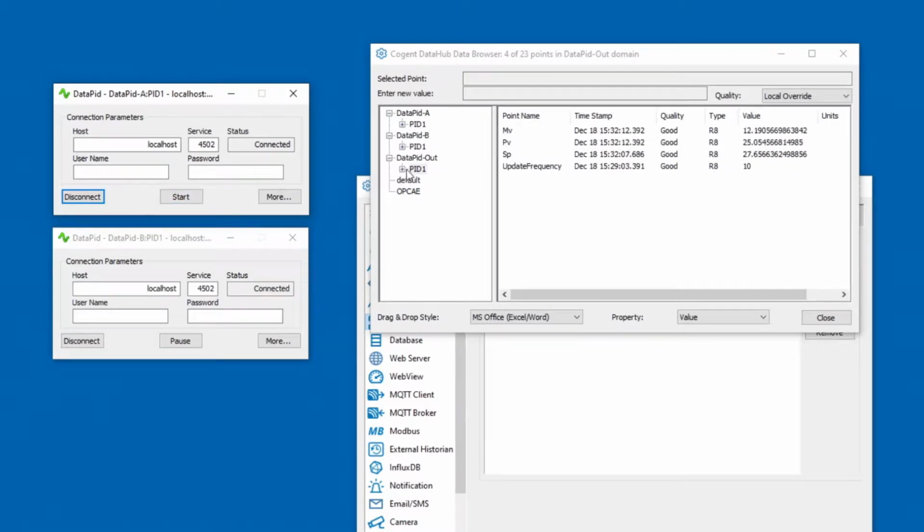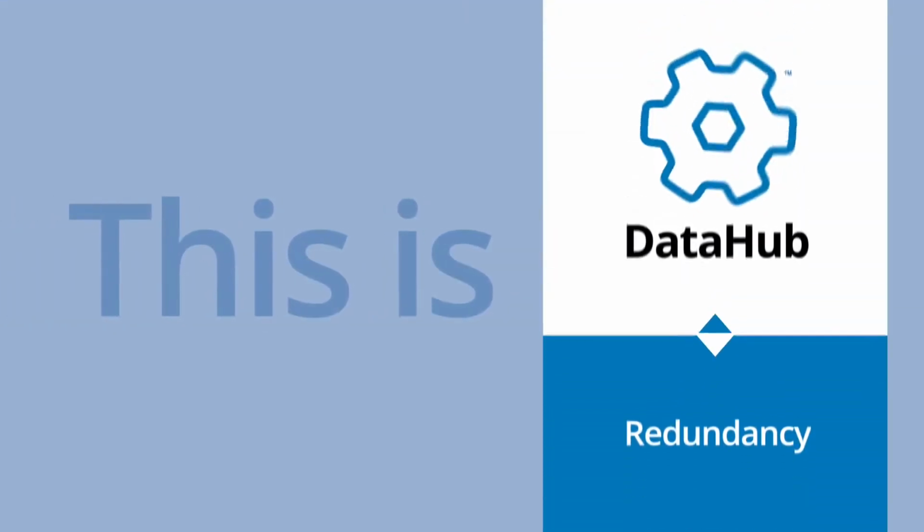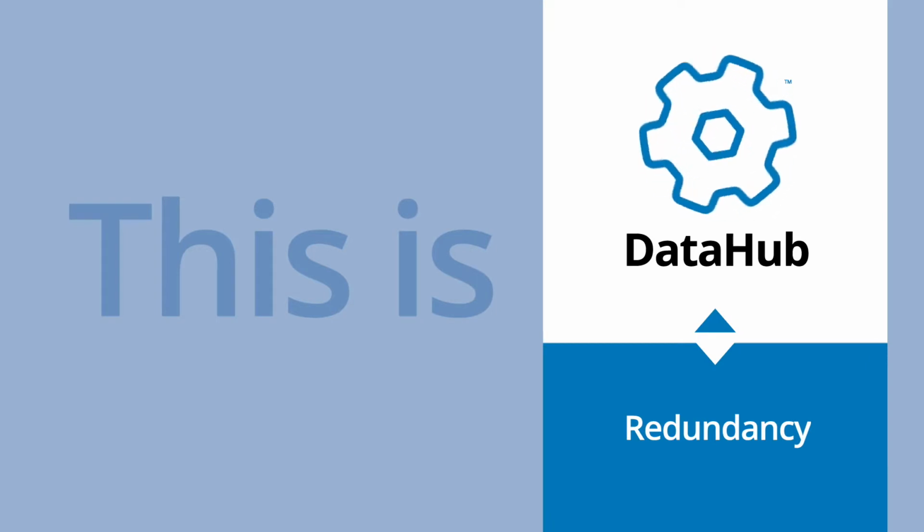You can check that in the status and control points. Notice that the quality is still good in domain A, but the source point value is 2, indicating that we're using data from DataPid B. If we start up DataPid A again, the DataHub switches back to domain A right away, because that's the preferred domain. This completes our overview of redundancy, what it is, and how it works in the DataHub.